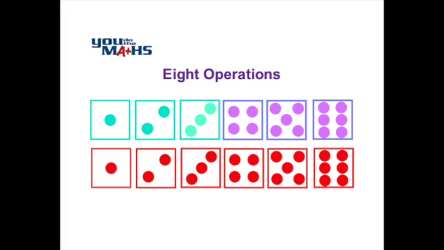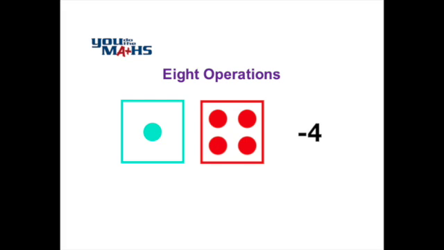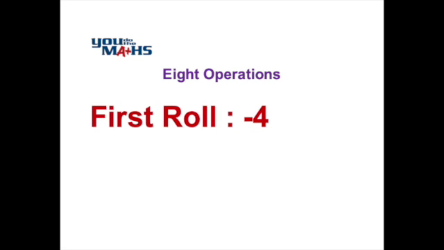So the first roll on our dice might be something like this. We've got a 1 on 1 dice representing a negative, and the other number is 4. So our first roll represents a number -4. And at this stage, this becomes our running total.